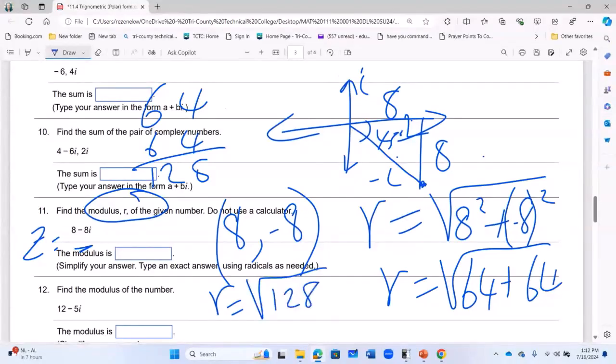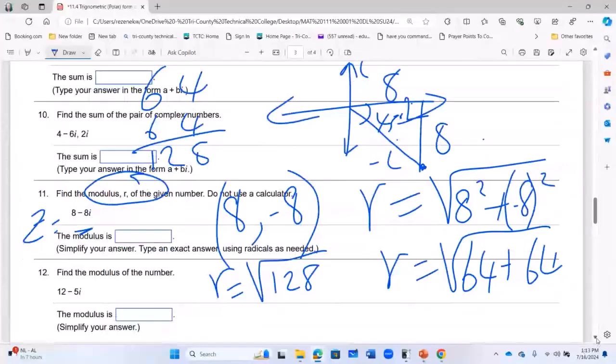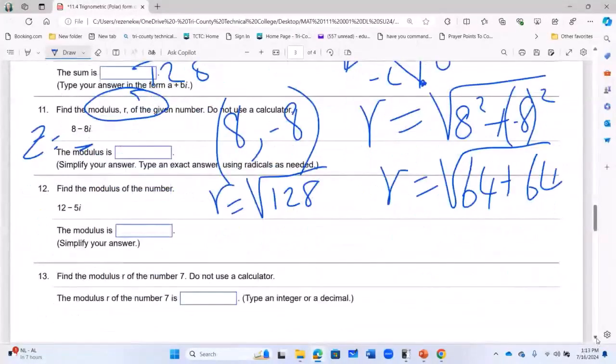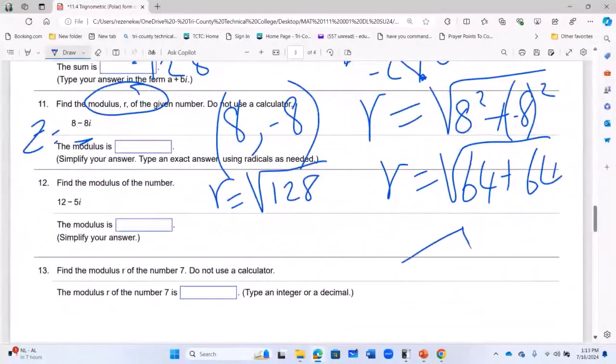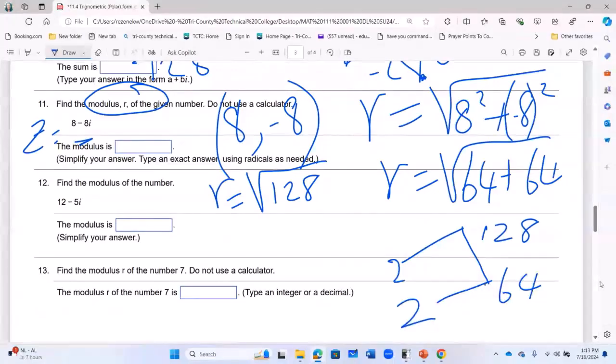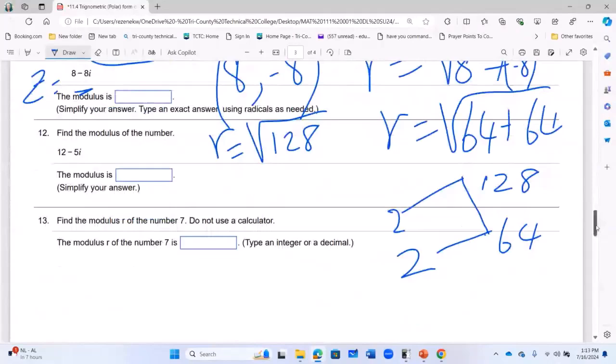Let me see if I can factor out. I know that 4 factors out here. So let me go down and factor 128. I can use a factor tree. I remember factor trees from my elementary school. I haven't forgotten that. So if I start with 2, I can have 64. And if I do 2 again, I'm going to keep doing 2 until I exhaust all the factors.